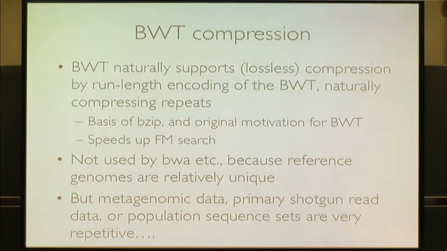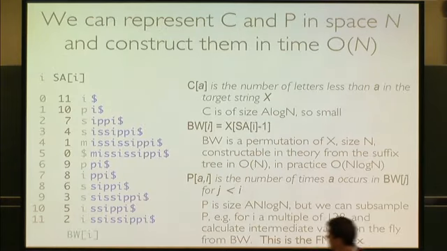So how do they do that? Well, essentially you run length encoding, the BWT, and that naturally compresses repeats. And we can see that with our example here. In places where there's a string that you get many times, like SSISS, then you get a block.